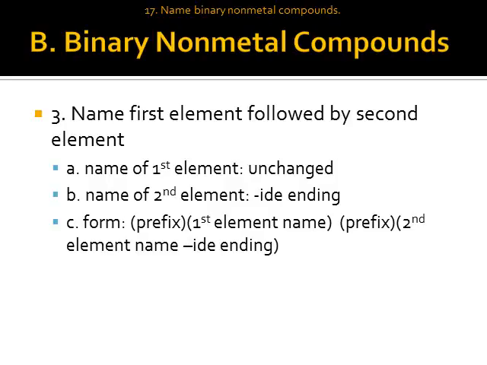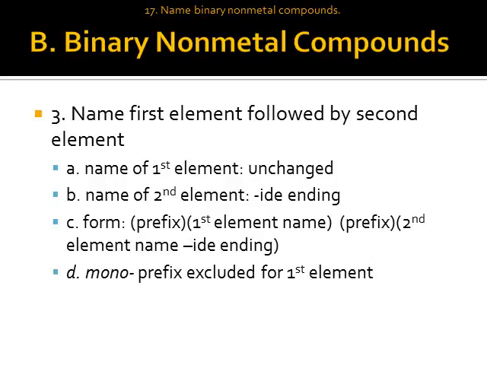And the only exception to any of this is for the first element, we do not use the mono prefix if there's one atom of it. It's understood. So we would never have mono here for the first prefix. If I just give the name of the first element, it is understood that there's just one atom there. So let's look at some examples of how these rules would apply.